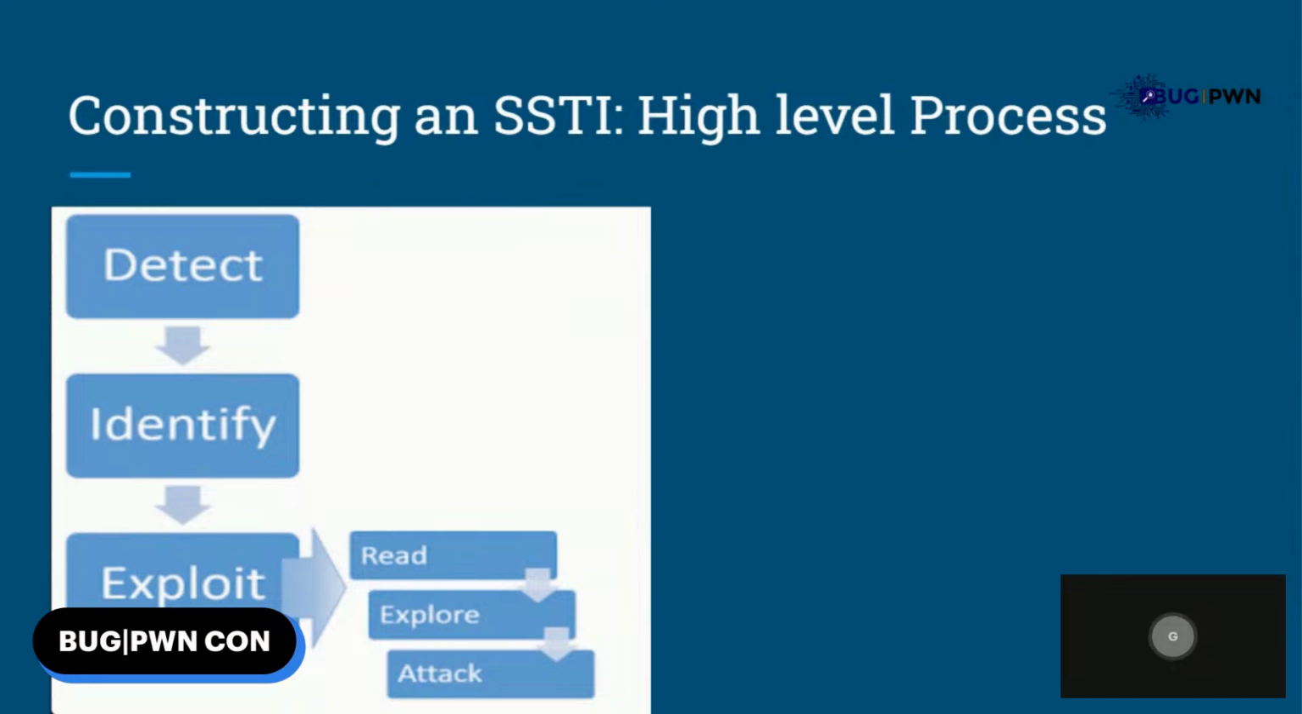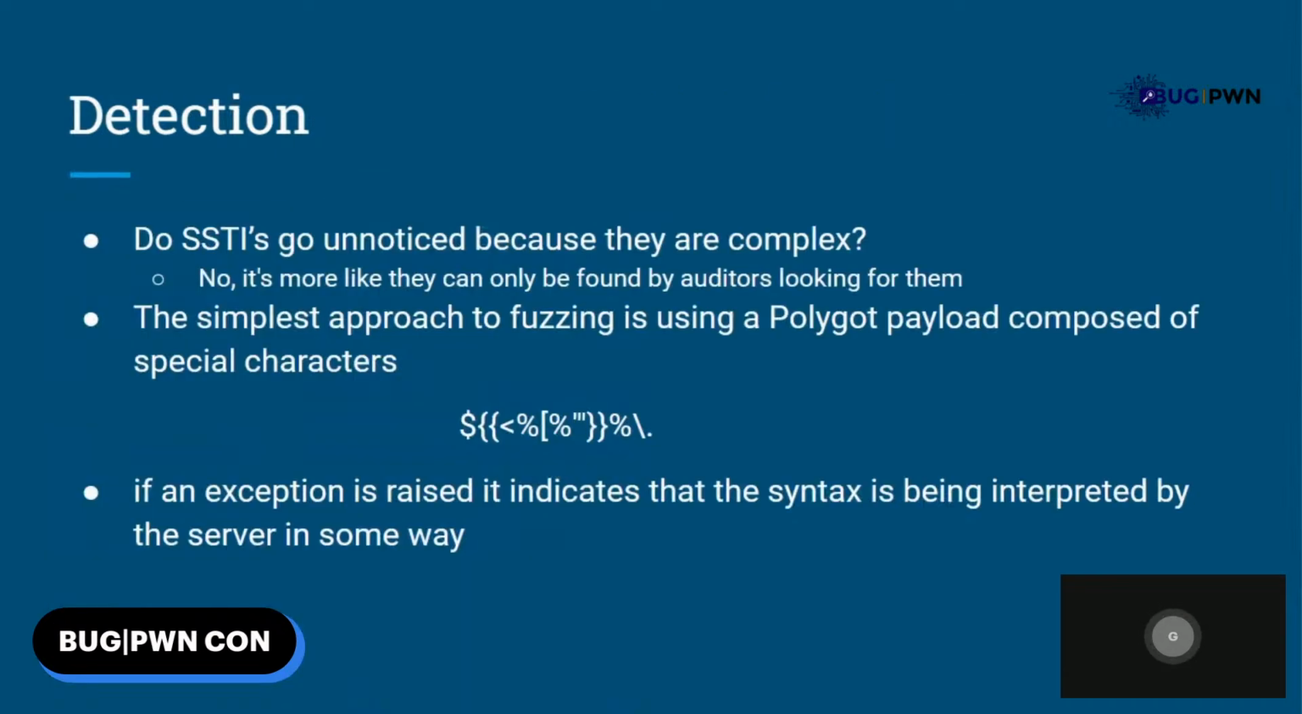Identifying the template engine and then exploiting it. Now, in exploiting we have to read the documentation. That's why in exploiting we can read the documentation, we can explore, let's look at maybe environmental variables, and then attack it. So now these three steps are part of the exploitation phase. Now moving on to the detection.